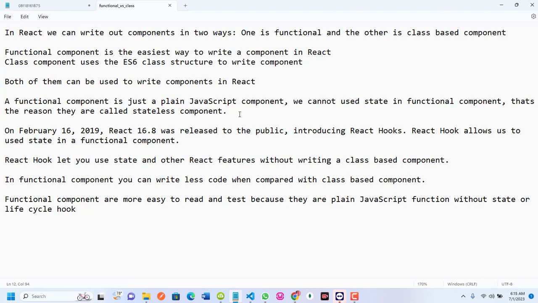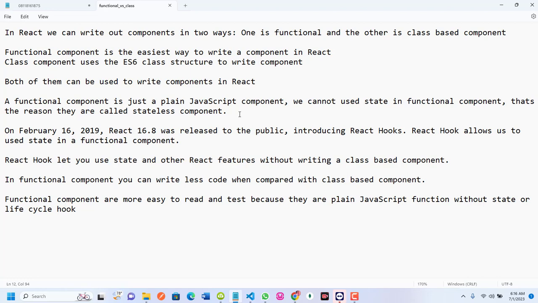On February 16, 2019, React version 16.8 was released to the public, introducing React hooks. React hooks allow us to use states in a functional component. Don't worry about React hooks; we're going to learn about them in subsequent classes. So on February 16, 2019, the React developers team at Facebook decided to introduce a new version called 16.8. That version was when they introduced what is called React Hooks, which we use in modern times.